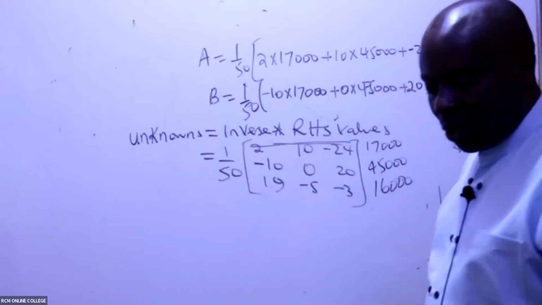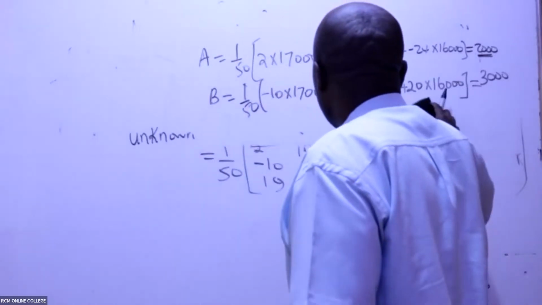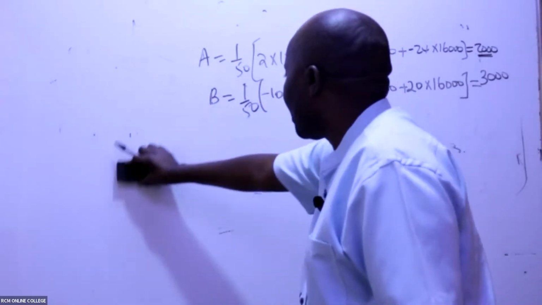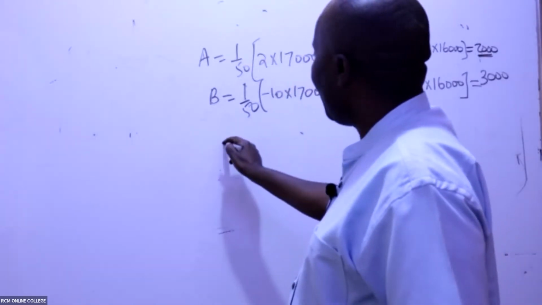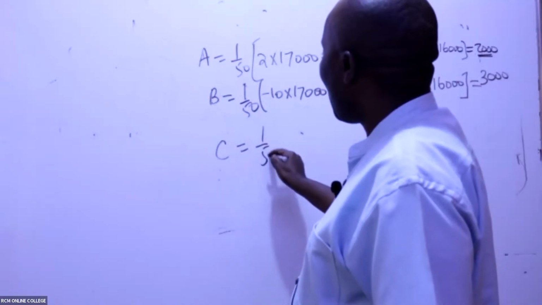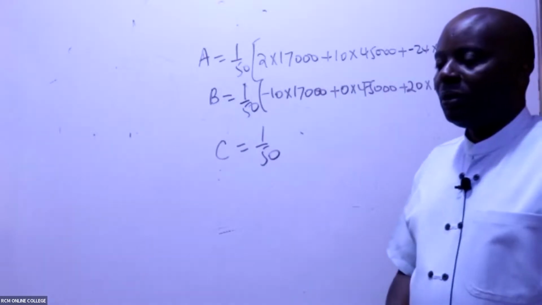For C, you shall again do the same concept. It will be 1 over 50 times the third row, but I know the concept is already at home.